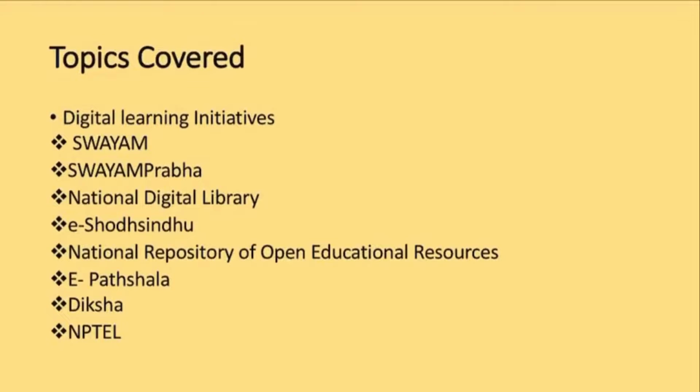Next is eShodh Sindhu. This is considered to be backbone for research in higher education system in India. This gives us access to full text journals, bibliography and citation databases. This has over 15,000 peer-reviewed journals and it's an excellent resource for research. Next, National Repository of Open Educational Resources. This has a vast number of learning resources specifically for primary, secondary and senior secondary classes.